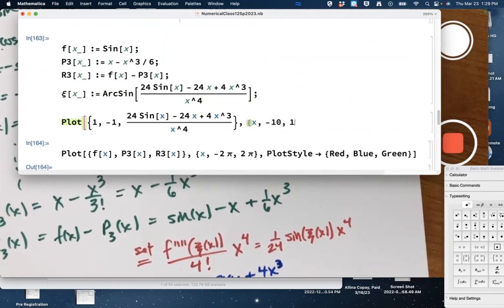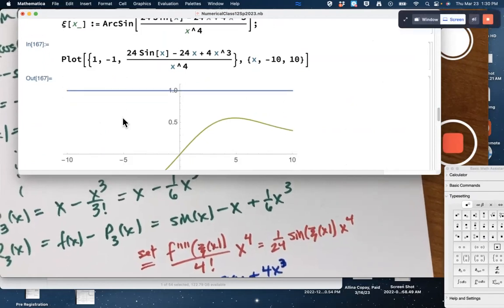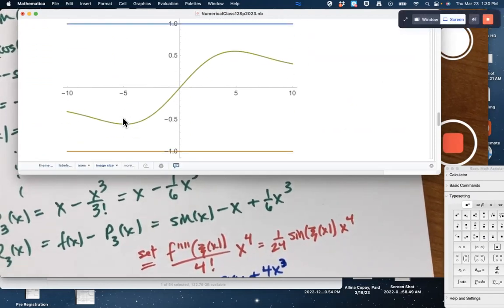Negative 10 to 10 even. Is it always between negative 1 and 1? It is. That's the input for the inverse sine. So I can always take the inverse sine of it. Anyway, so that's an exploration of Taylor's theorem.